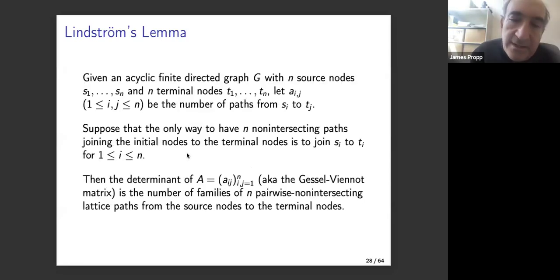Then the determinant of the matrix whose entries are A sub ij, called the Lindström matrix or the Gessel-Viennot matrix after the combinatorialists who rediscovered Lindström's lemma, is the number of families of n pairwise non-intersecting lattice paths from the source nodes to the terminal nodes. So when I say non-intersecting, I mean non-intersecting in the strong sense: no vertices or edges in common between the paths.